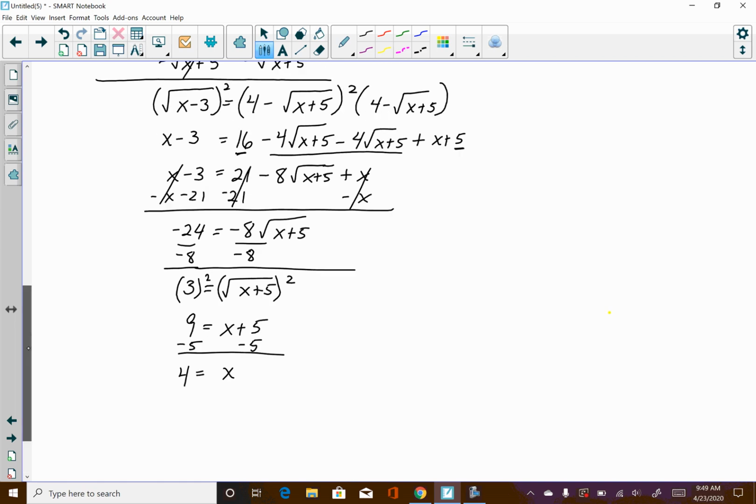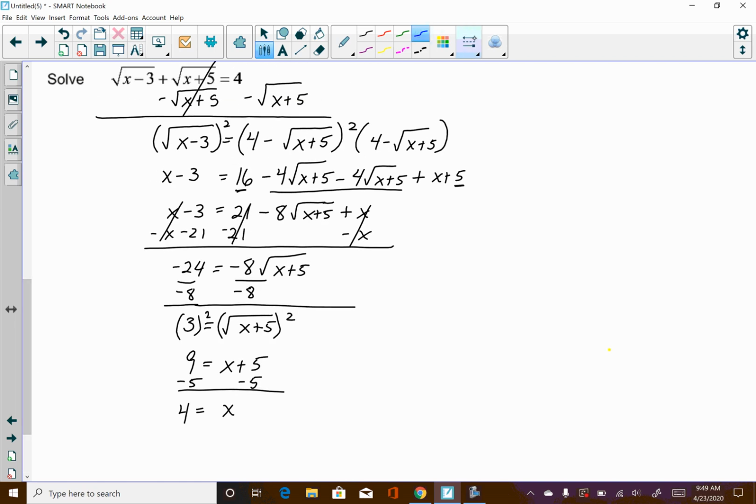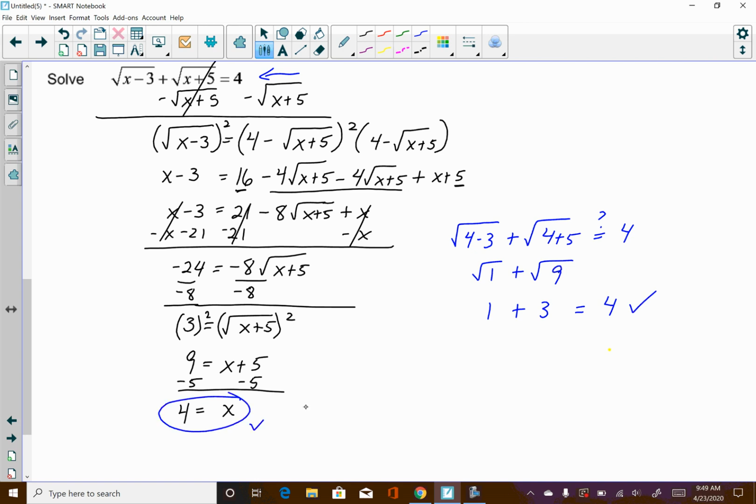And then if we go back and check ourselves, different color. So doing the check, I'm looking at the square root of 4 minus 3 plus the square root of 4 plus 5. Trying to figure out, does that equal 4? Like I said, going back to this original problem here. Square root, let's see, 4 minus 3 gives me 1, so the square root of 1. 4 plus 5 gives me 9, so square root of 9. Square root of 1 is 1, square root of 9 is 3, and 3 plus 1 definitely equals 4. Final answer. So x equals 4 is indeed a solution.